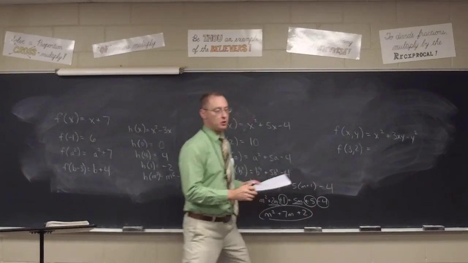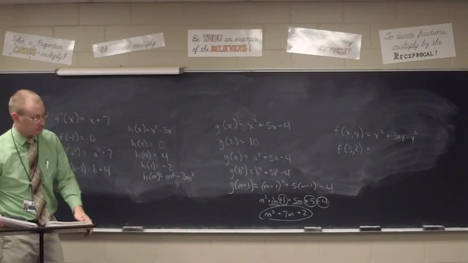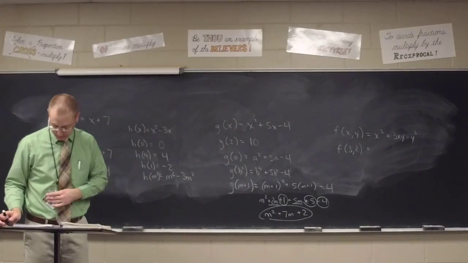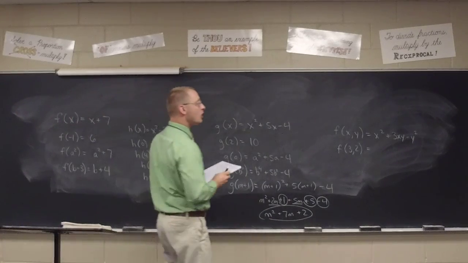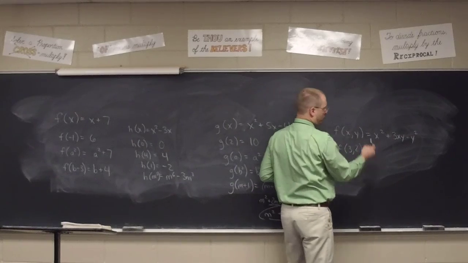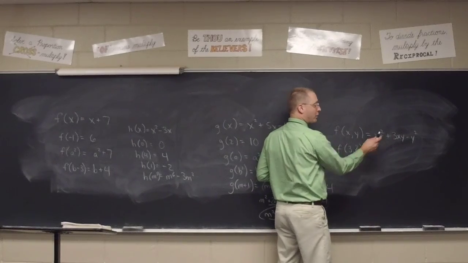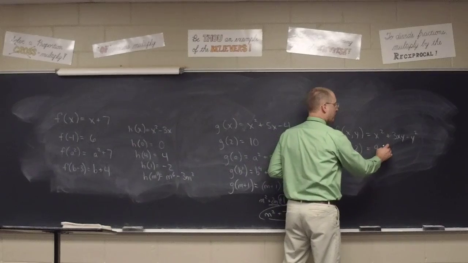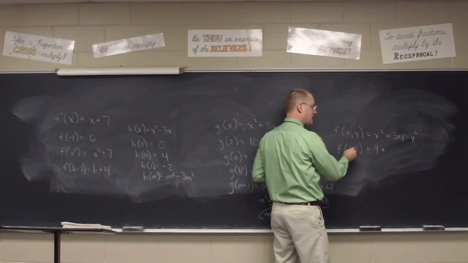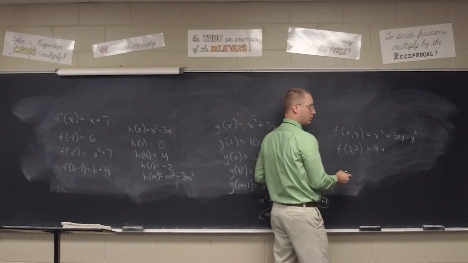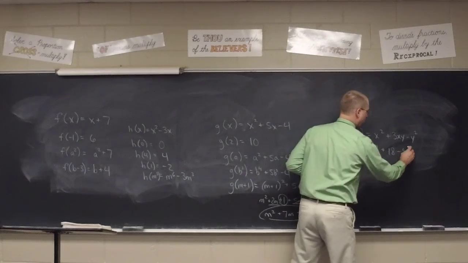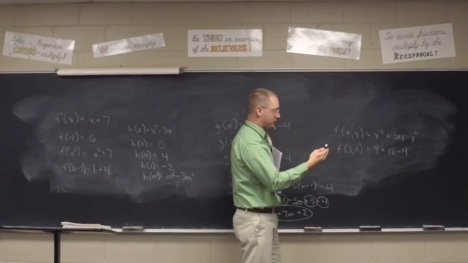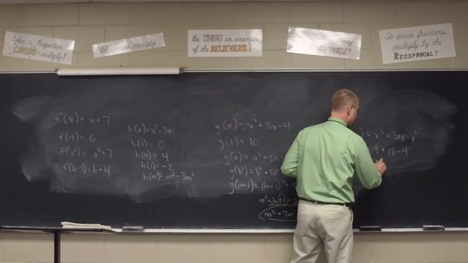What do you think we ought to do here, Jamie? Plug in the numbers, put 3 for x and 2 for y. Good, the 3 goes in for the x and the 2 goes in for the y. So this becomes 3 squared, class, 9, plus 3 times 3 times 2, well, 18, minus 2 squared, 4. And then 9 plus 18 minus 4 equals 23.